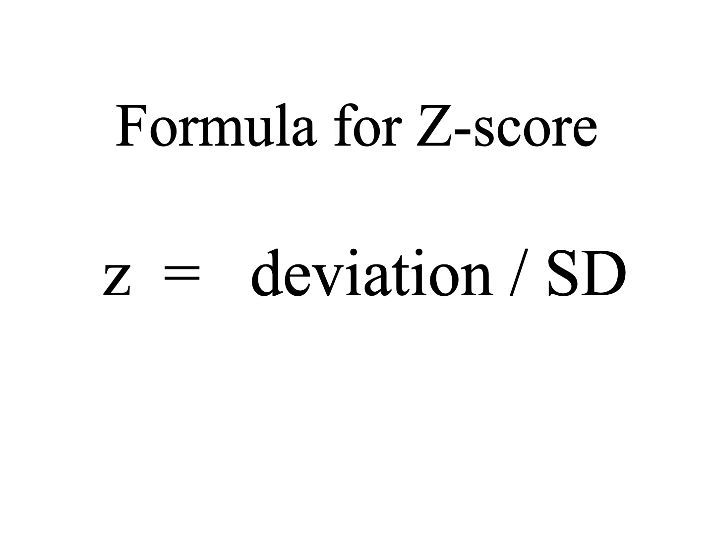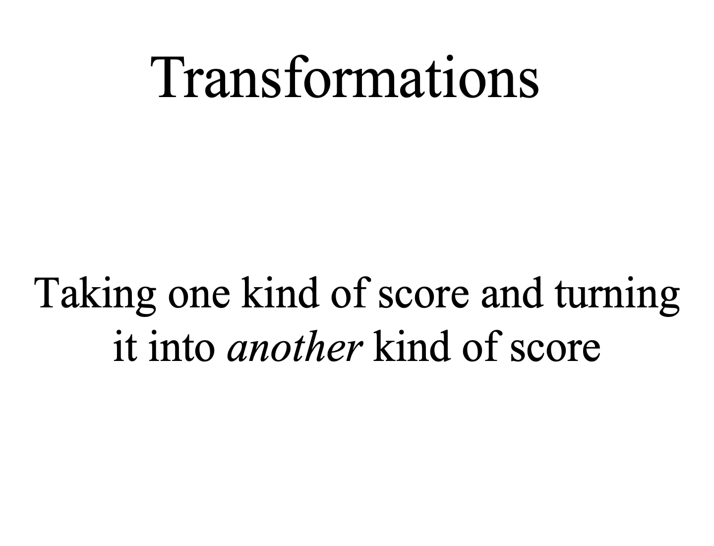It's easy to calculate a z-score. As it shows, an individual's z-score is simply their deviation from the mean divided by the standard deviation. At the end of the last class, you practiced calculating deviations and turning them into z-scores. Now, we are about to cover some new topics. They are all about what statisticians call transformations. A transformation is turning one kind of score into another kind of score.